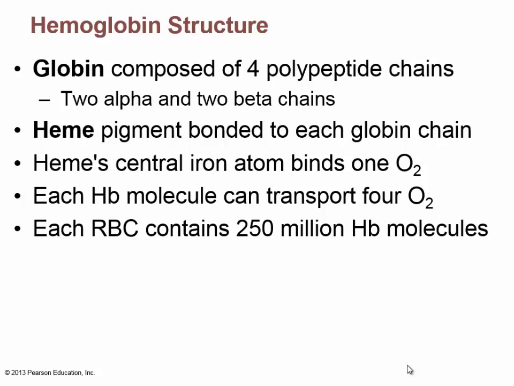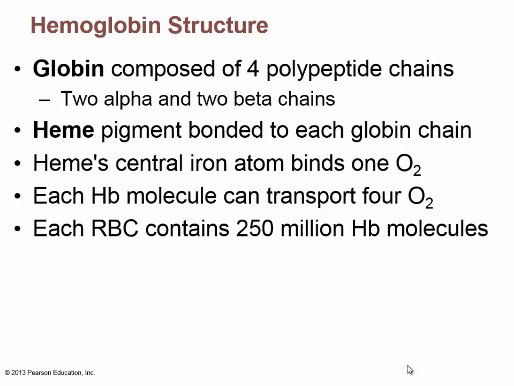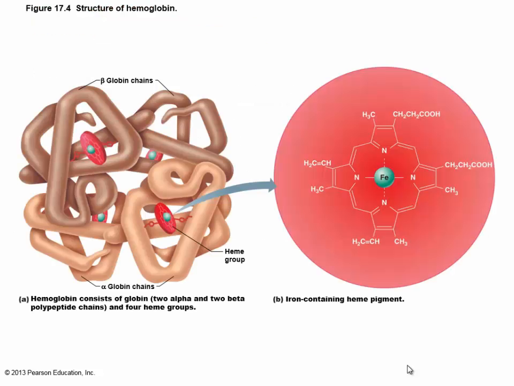Now, each hemoglobin molecule can then transport 4 oxygen. So each heme carries 1 oxygen for a total of 4 oxygens for 1 hemoglobin. Getting ready for some math? Now, 1 red blood cell contains 250 million hemoglobin molecules. 1 red blood cell, 250 million of these guys.